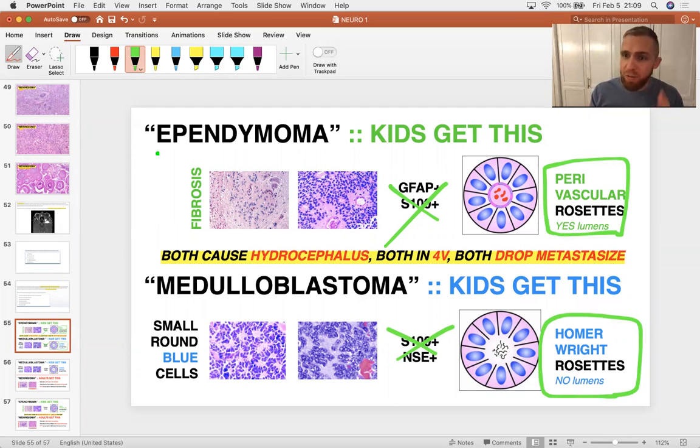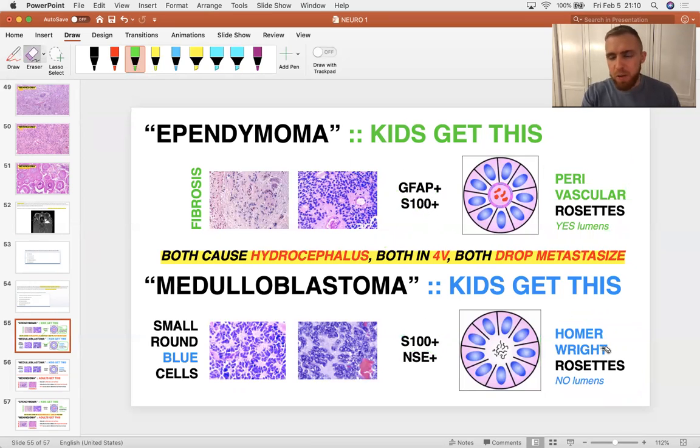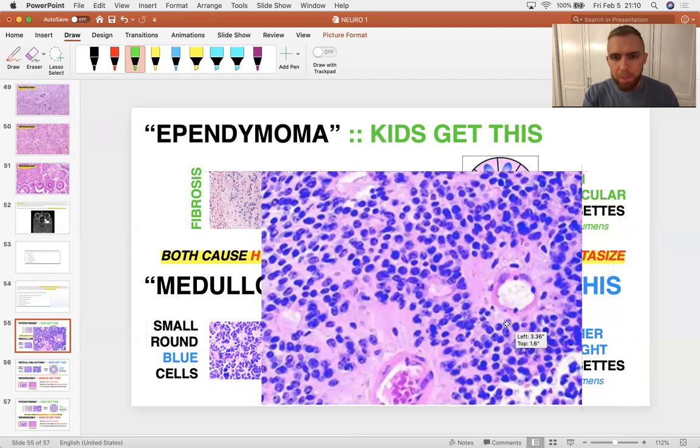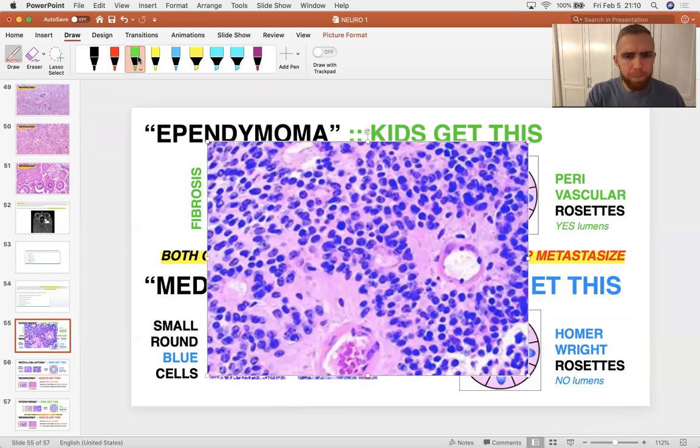And you're going to get the question right if you know which rosette goes with the ependymoma and which rosette goes with the medulloblastoma. Okay? So it's actually pretty easy. If there is a big hole in the middle of the rosette, it's an ependymoma. Look at this photo. You see these rosettes, right? A rosette is just cells around a blank space. So there could either be something in the middle of that blank space, or there could be nothing.